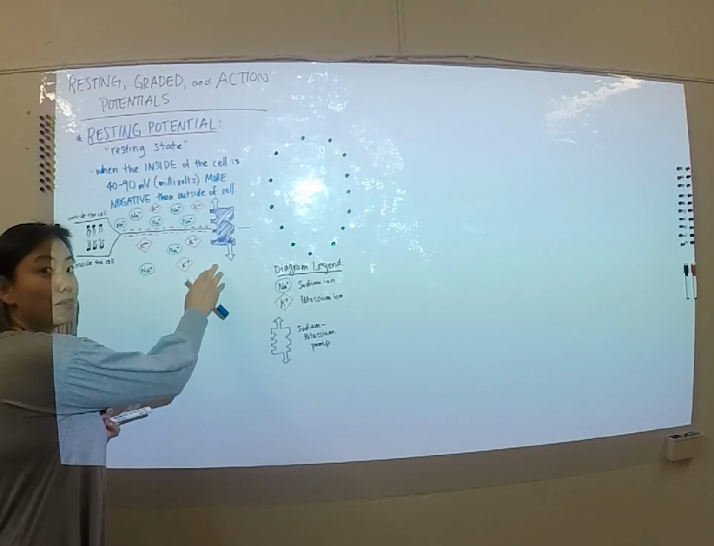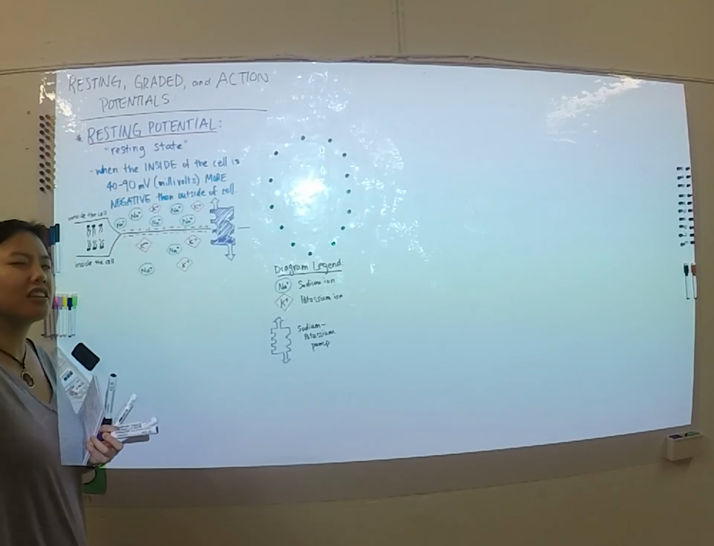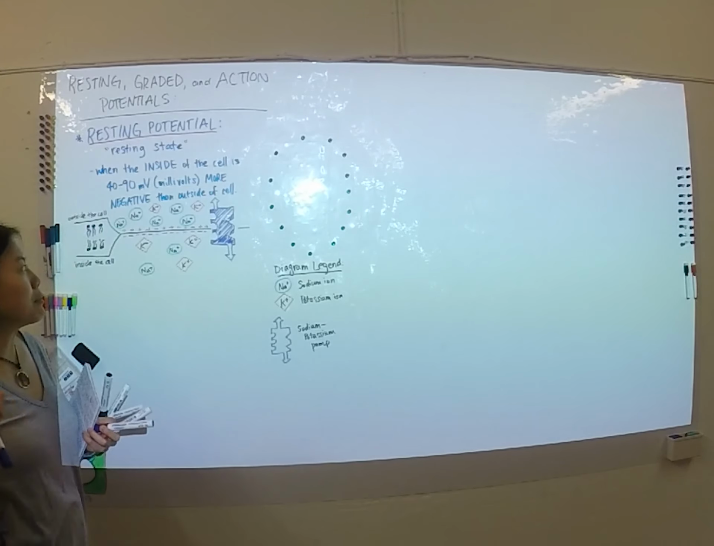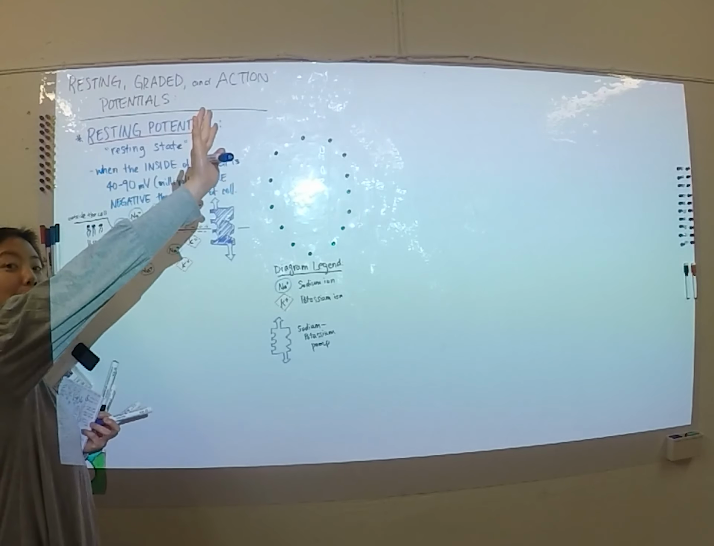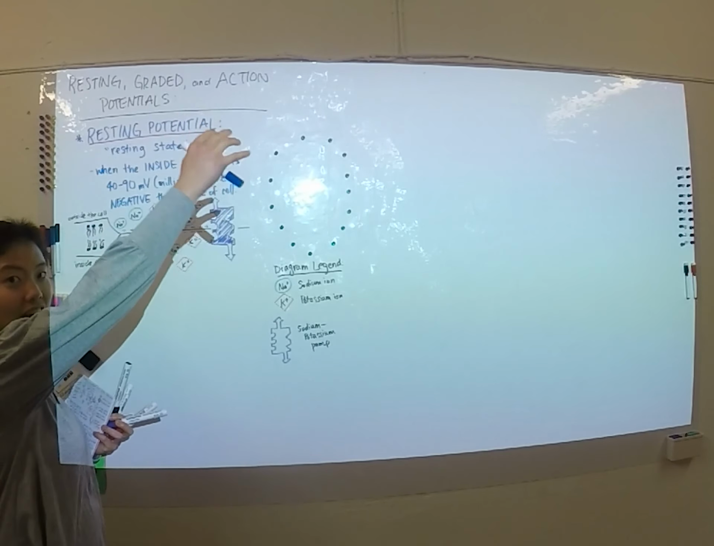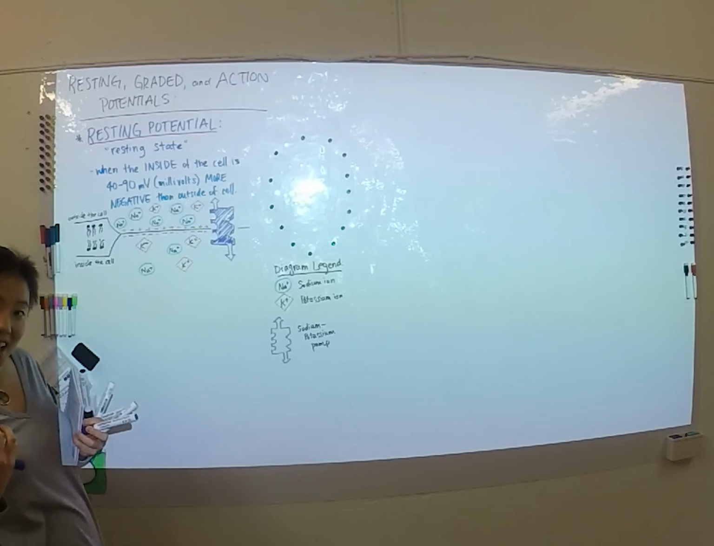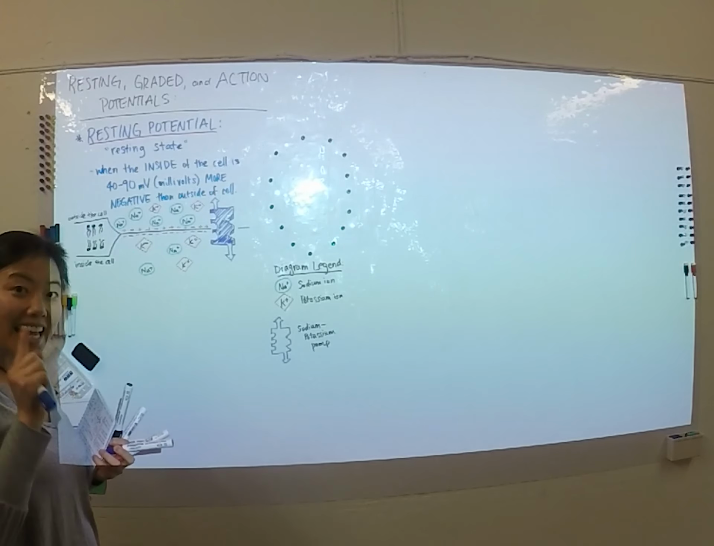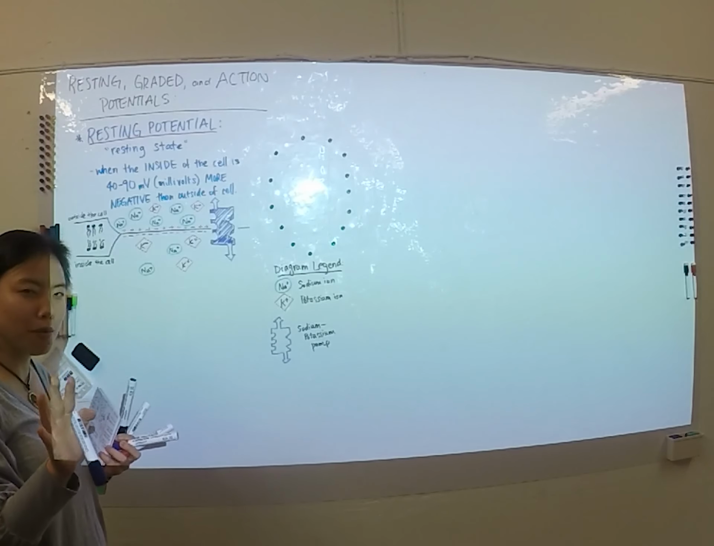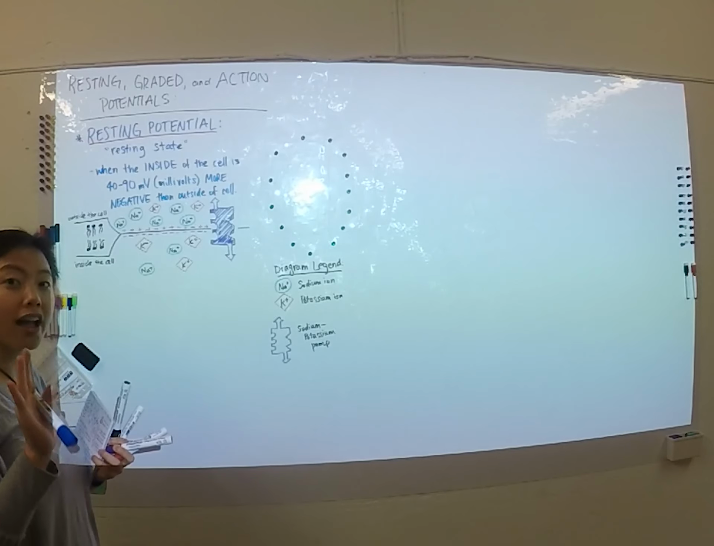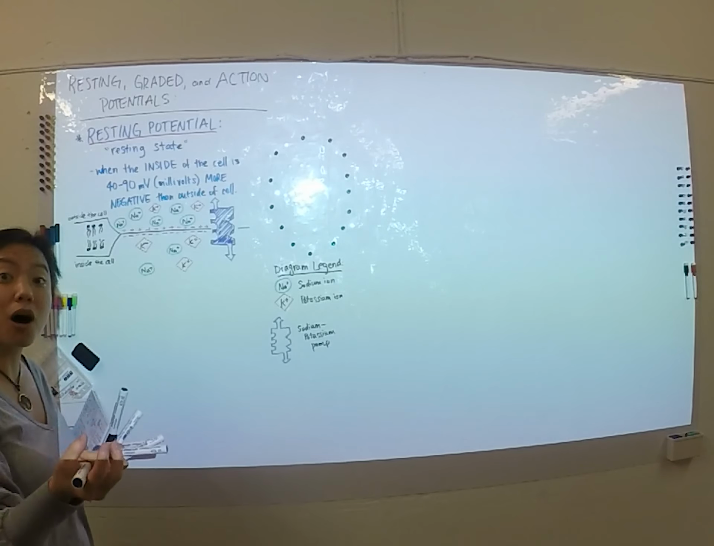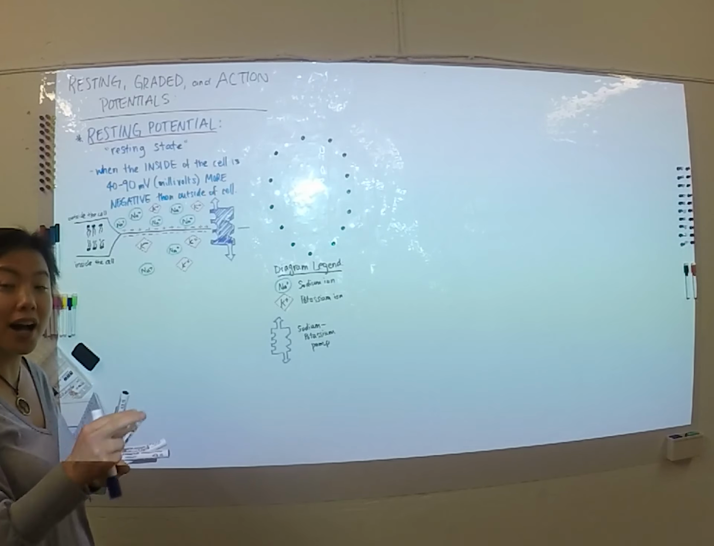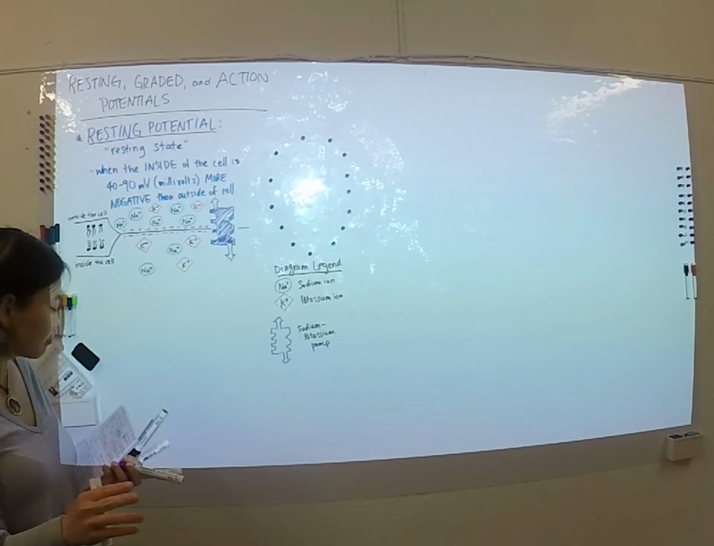So what these pumps do is, when the cell is doing nothing at all, it pushes 3 sodium ions out and pulls 2 potassium ions in at the cost of 1 ATP. And do we remember what ATP stands for? Adenosine triphosphate. And that is the molecule used for energy by all living cells.